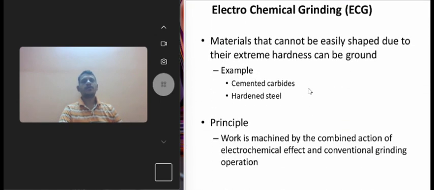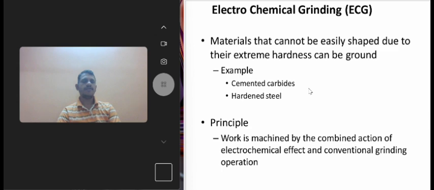Next, another important process is electrochemical grinding, which is called ECG. Introduction: the materials which cannot be easily shaped due to their extreme hardness or high tensile strength can be shaped or ground by using the electrochemical grinding process. Examples: cemented carbide, hardened steel, etc.